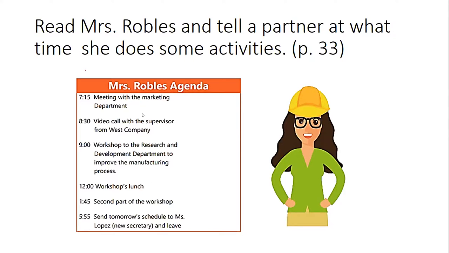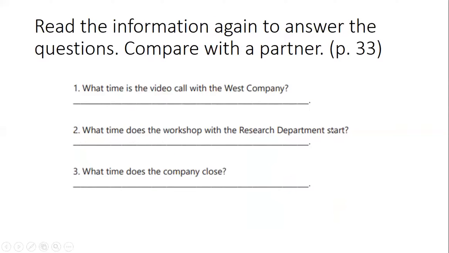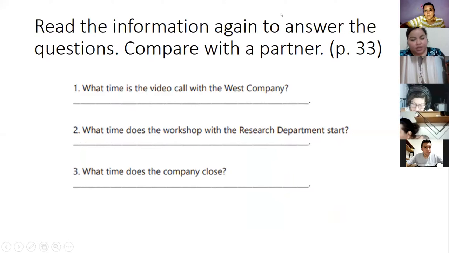This is an agenda. With this agenda, on page 33 that you have, we have some questions, right? And the questions are about the time. The first one is, what time is the video call with the West Company? Read the conversation and tell me. You read the conversations. You already have them there on your page 33. I show you the questions and you read the conversation and answer me. Okay? Emerson, you are going to answer number two. So read the conversation, please.